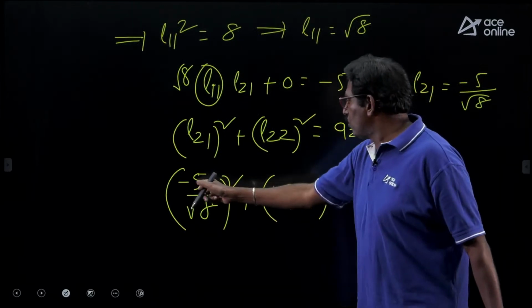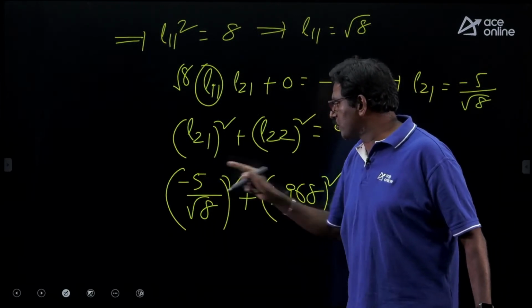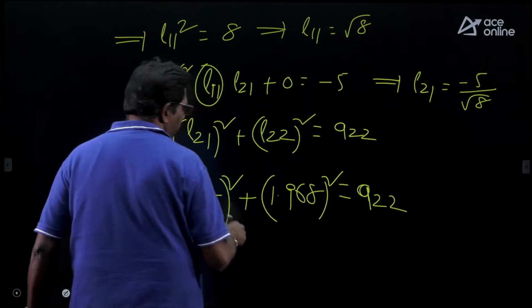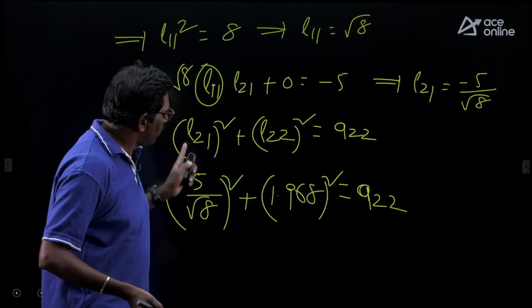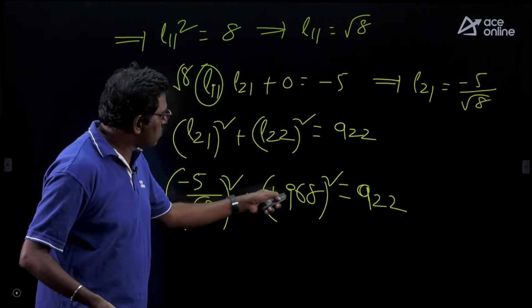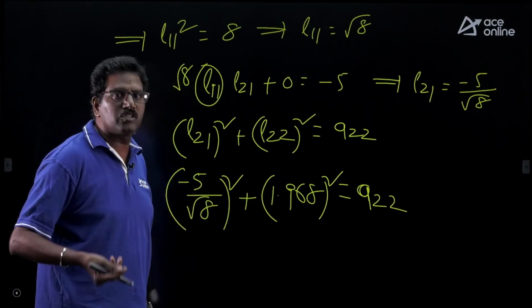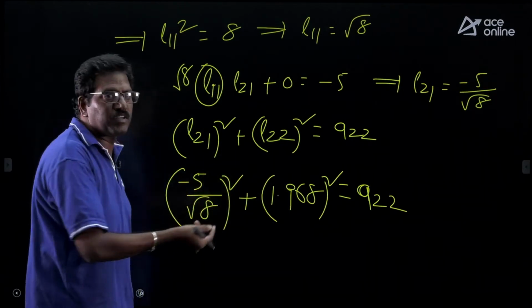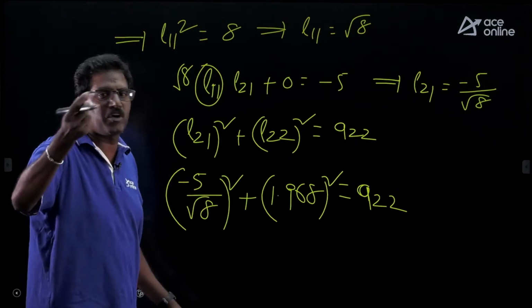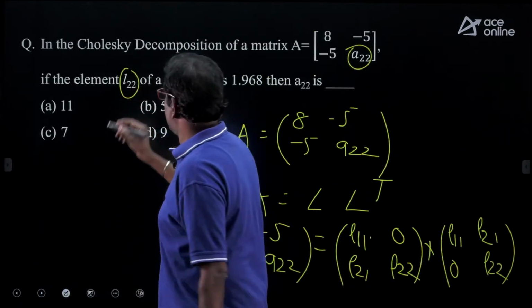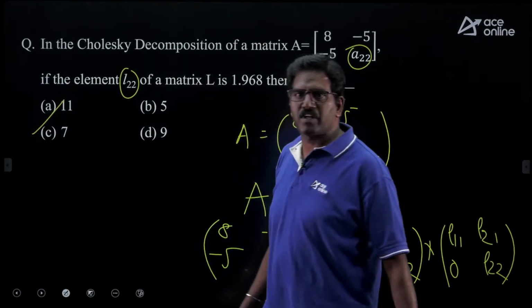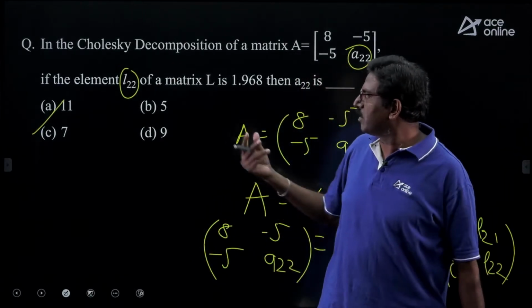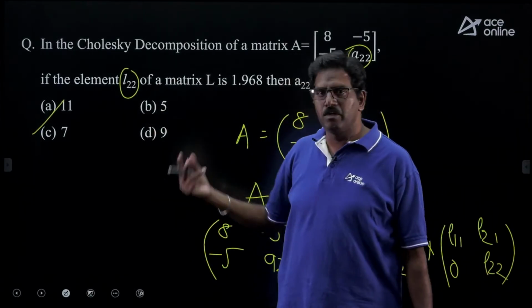Very clear. So 5 by root 8 squared means it is 25 by 8. 25 by 8 means 3 point something. Here also 1.968 whole square means 3 point something. 3 point something plus 3 point something means approximately 6.9 something. The nearest answer is 7. So option C is correct. These are the 5 questions available on mathematics.